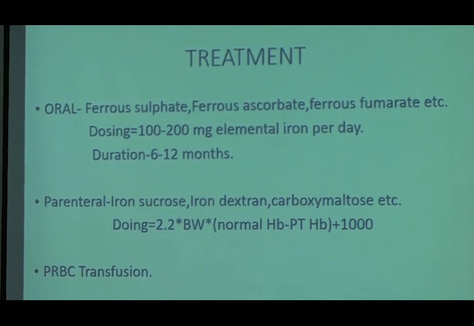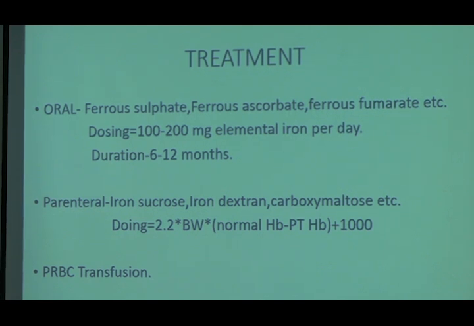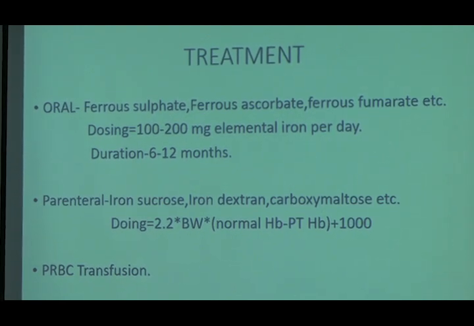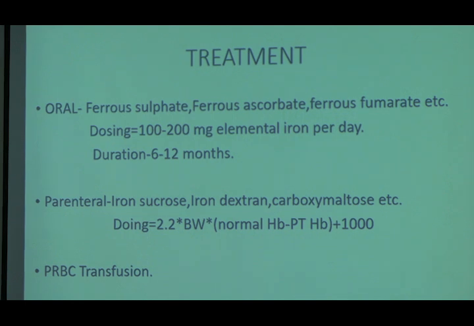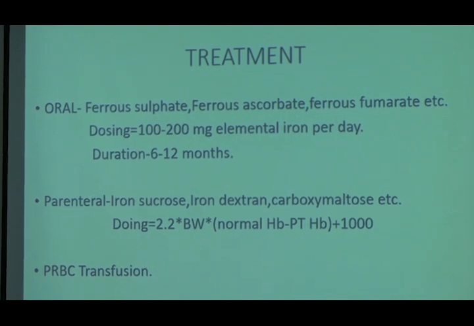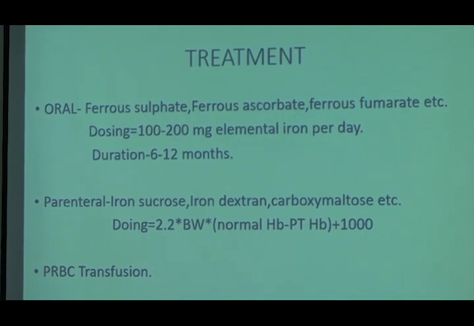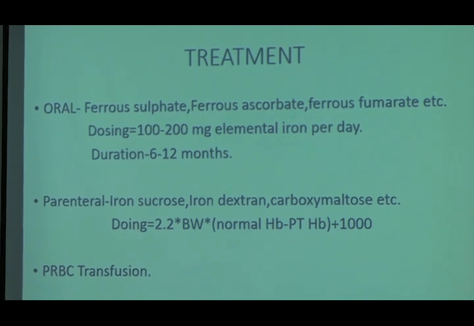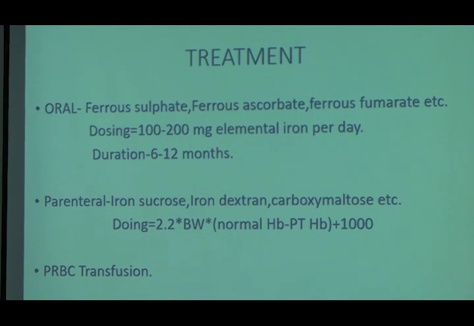Now, in common practice, mostly we are giving oral iron. Those who usually have mild anemia, more than 7 gram per deciliter, you are giving oral iron for correction. Now in oral iron, there are different forms of iron salts available. These are like ferrous sulfate, ferrous ascorbate, ferrous fumarate. Other forms are also there which contain a defined amount of that iron salt.